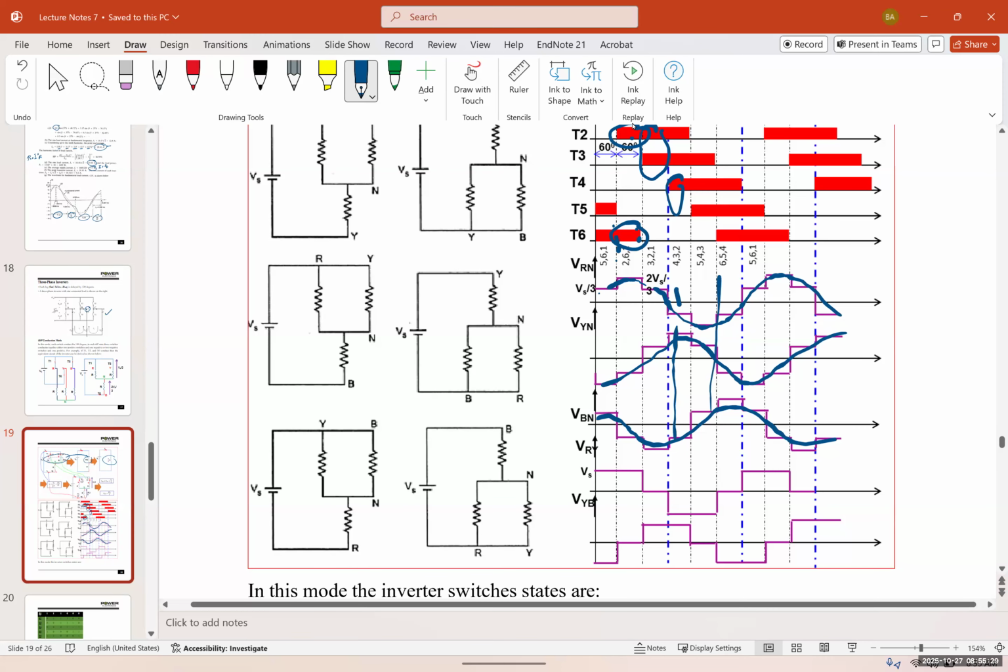I don't know if I did it right, but these don't align perfectly. So the peaks.